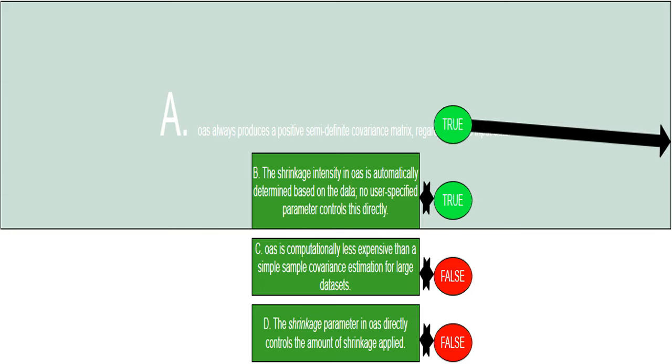I found that statement A is true. The Oracle Approximating Shrinkage (OAS) method is specifically designed to ensure the covariance matrix is always positive semi-definite. This is a critical requirement for a valid covariance matrix.